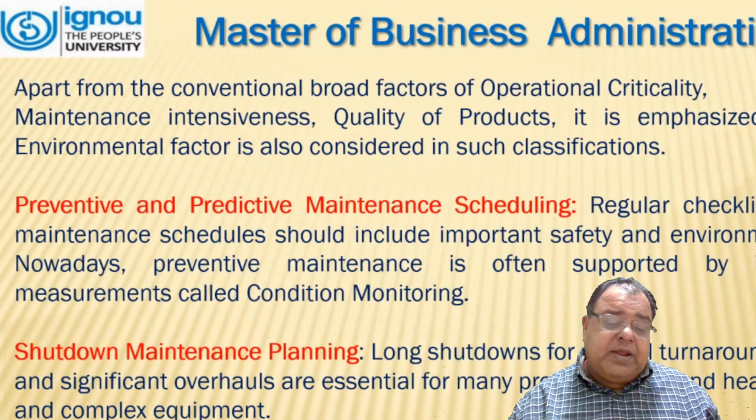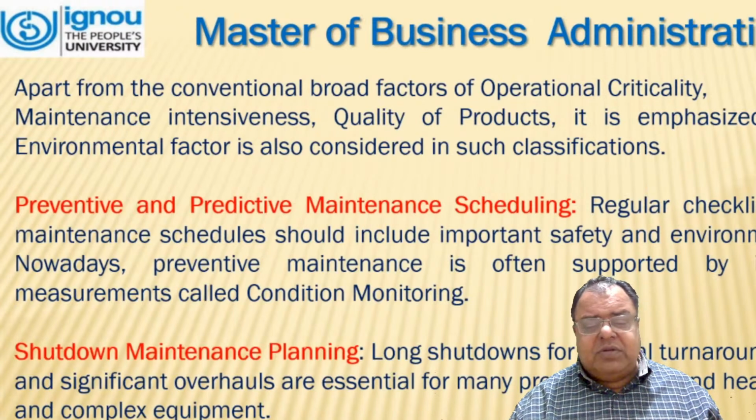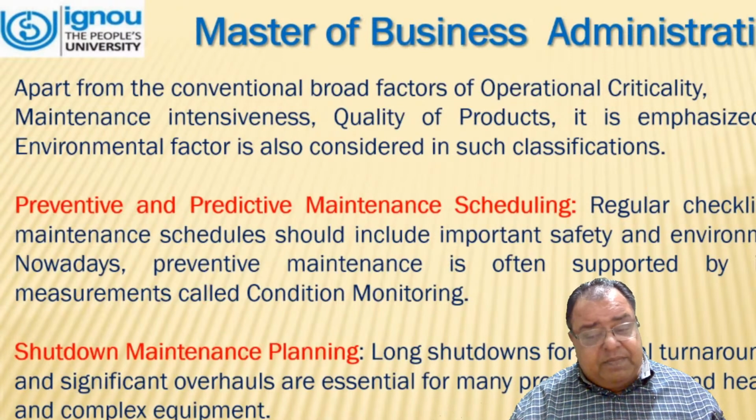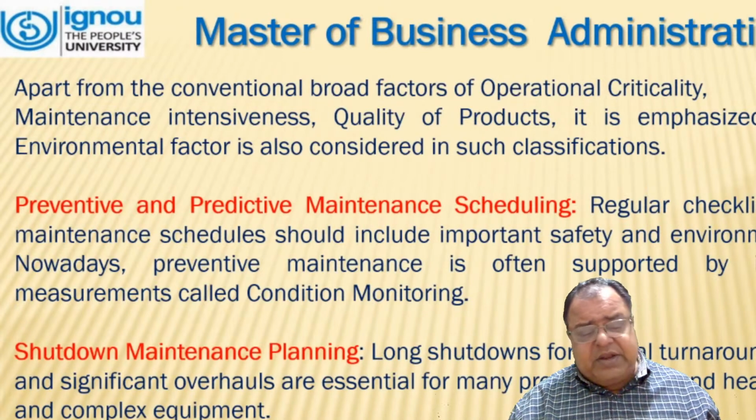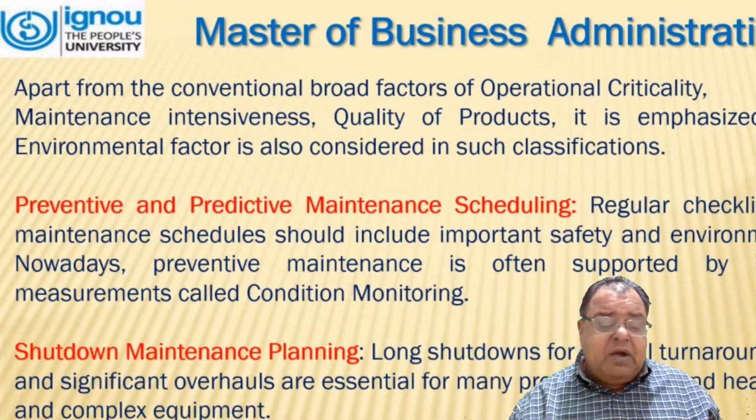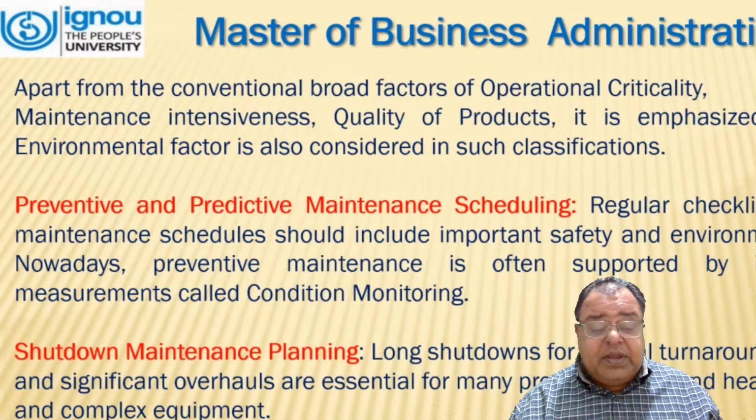Shutdown maintenance planning. Long shutdowns for annual turnarounds and significant overhauls are essential for many process plants and heavier and complex equipment. Due to the tight schedule under which shutdown maintenance is executed, there are many possibilities of compromises on safety and environmental features and standards.